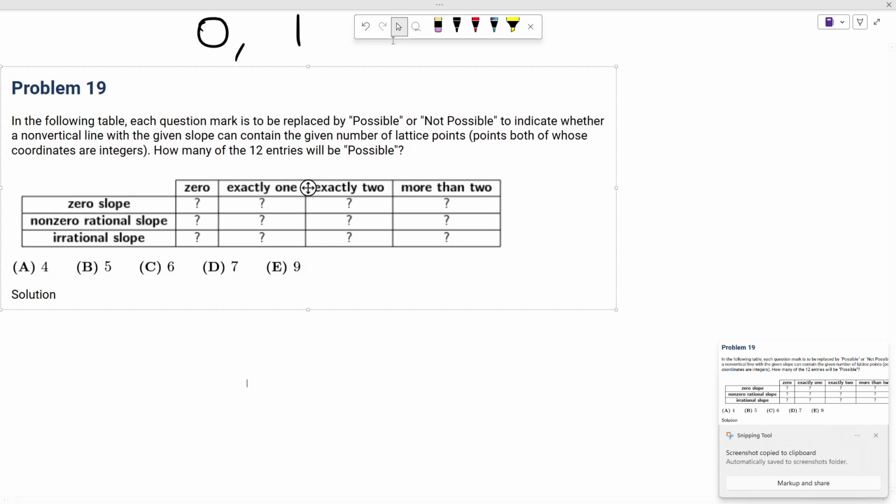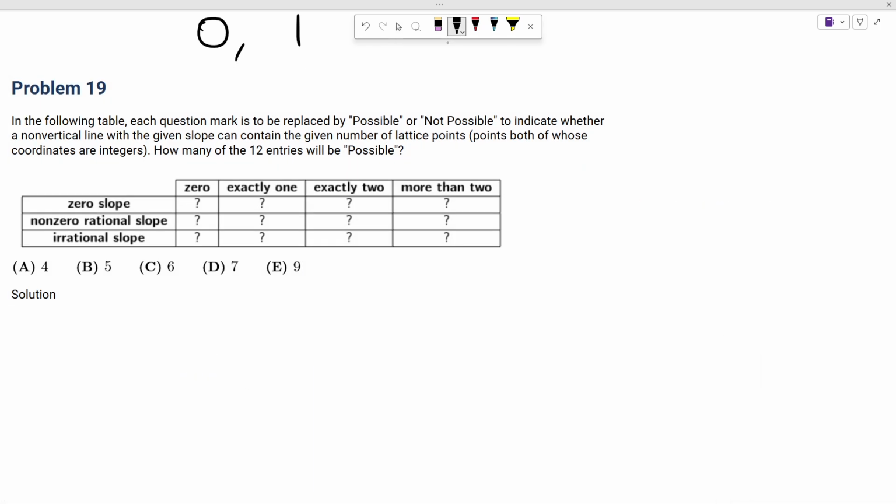Problem 19 is literally an algebra 2 problem. It's a little annoying. We're asking, this is the number of lattice points that the line passes through, and this is the slope of the line. So, a 0 slope line can obviously pass through 0 lattice points. This is definitely possible. We just say like y equals 0.5 or something. That'll never pass through a lattice point.